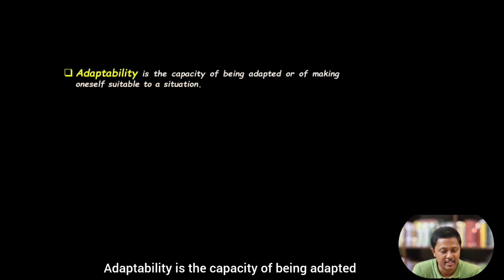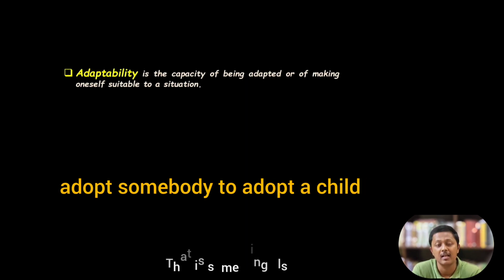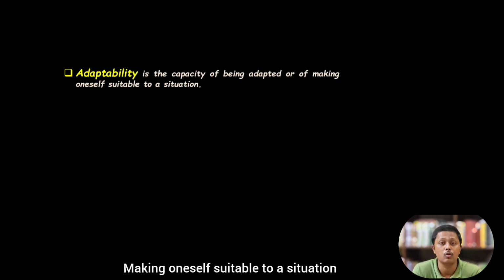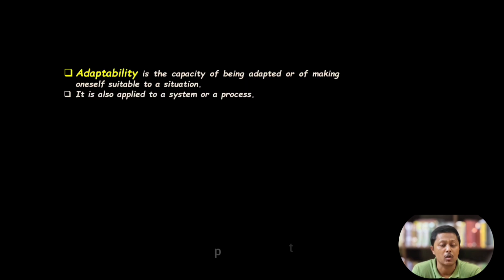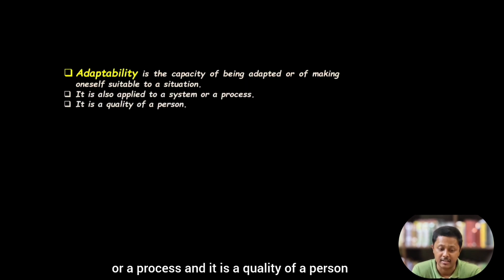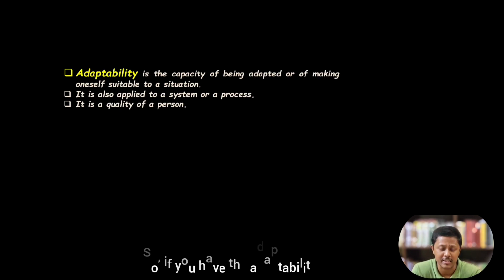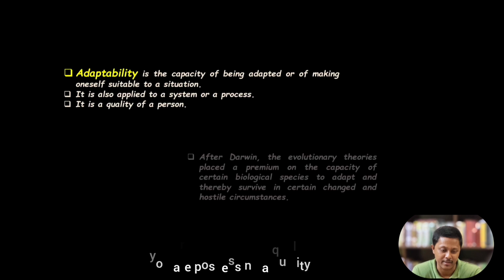Adaptability is the capacity of being adapted or making oneself suitable to a situation. Do not mix it up with adopt, A-D-O-P-T, that is something else. Here, it is adapt. So, what is it? Making oneself suitable to a situation. It is also applied to a system or a process, and it is a quality of a person. So, if you have adaptability, you are possessing a quality.